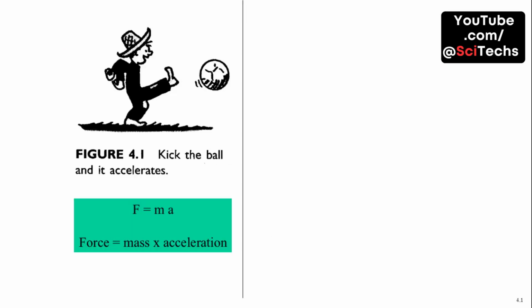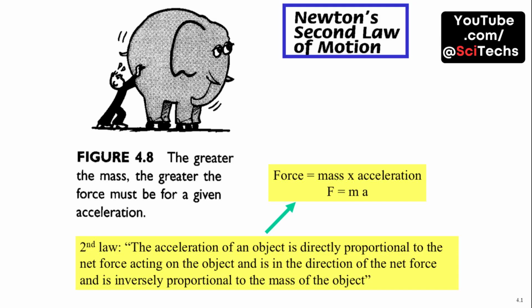When you kick a ball, it accelerates. This is a practical demonstration of Newton's second law. Force equals mass times acceleration, or F equals ma. Newton's second law states that the acceleration of an object is directly proportional to the net force acting on it and inversely proportional to its mass.